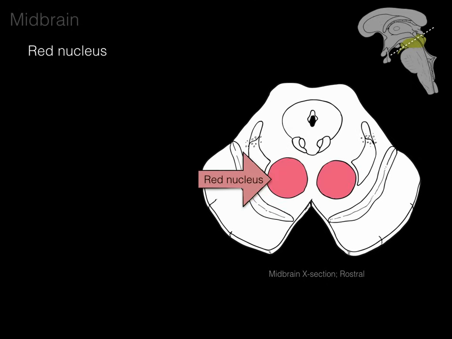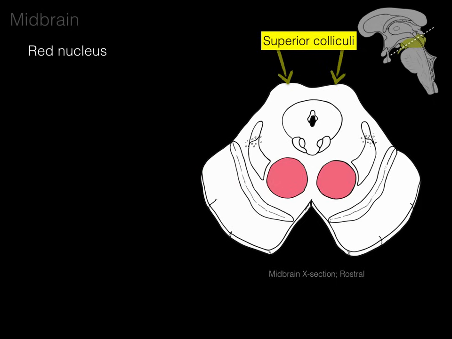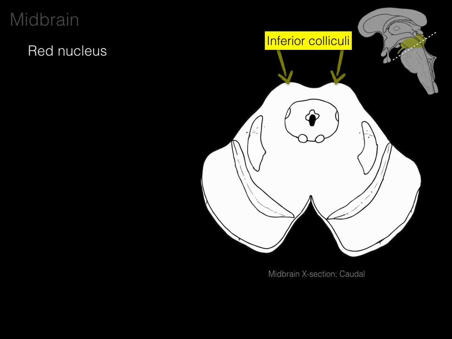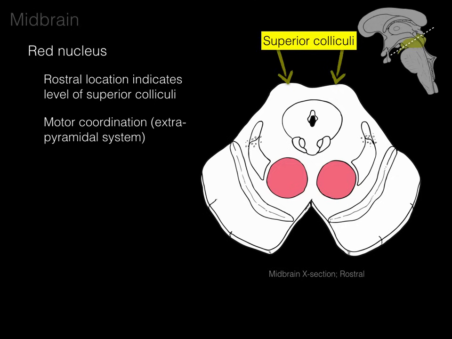So there's our red nucleus, and it gets its name because the pink, red color is due to the iron in the hemoglobin and the ferritin. And it's a great landmark because if you see the red nucleus, then you know you're at the level of the superior colliculi. Because if we then go down to the level of the inferior colliculi, you notice there's no red nucleus. All right, so the red nucleus, its rostral location indicates the level of the superior colliculi, and it helps in motor coordination as part of the extrapyramidal system.